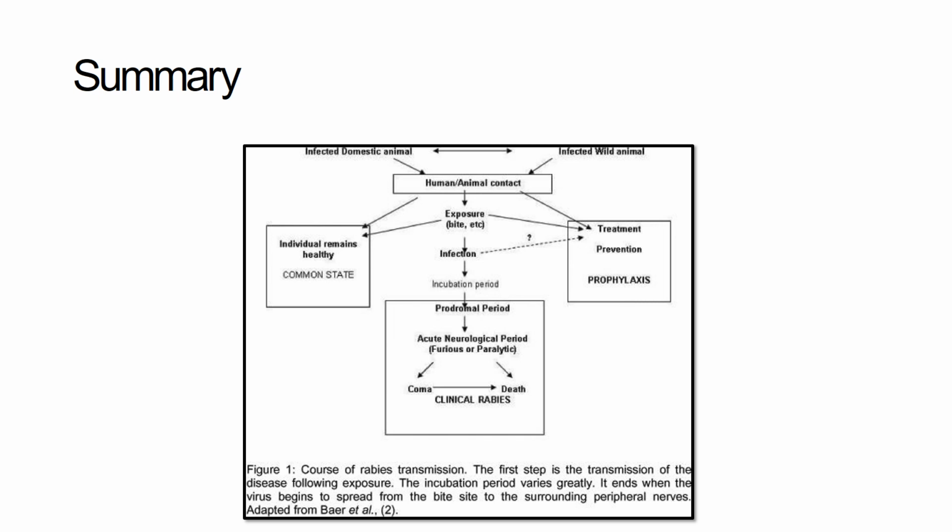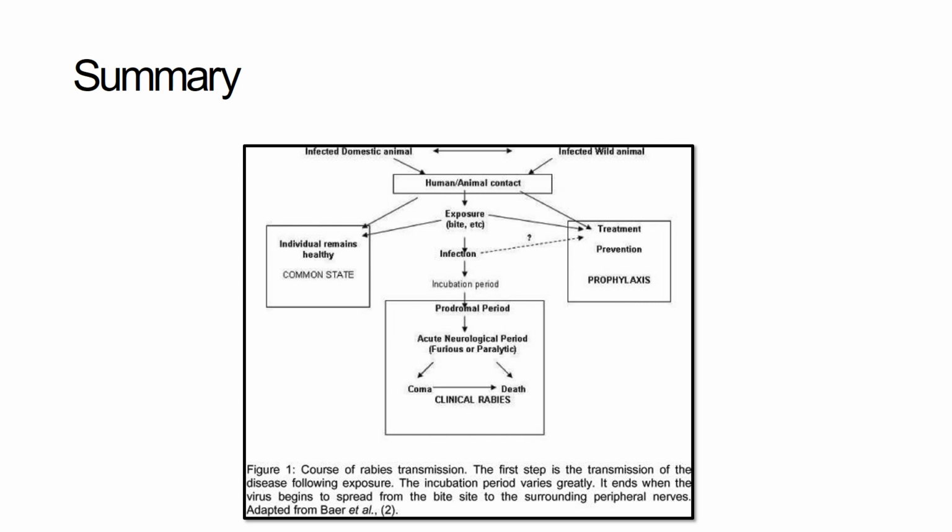Then comes the prodromal period. In the prodromal period you may have flu-like symptoms, you have fever, you have anorexia, very vast and very basic symptoms, followed by the acute neurological period, in which the disease can either present as the furious form, which is the encephalitis form, or it can even present as the dumb form or the paralytic form. So either way it can lead to coma or death, and this is the end of the rabies virus infection.